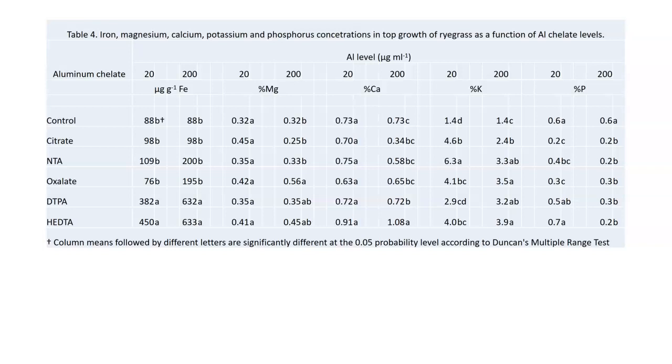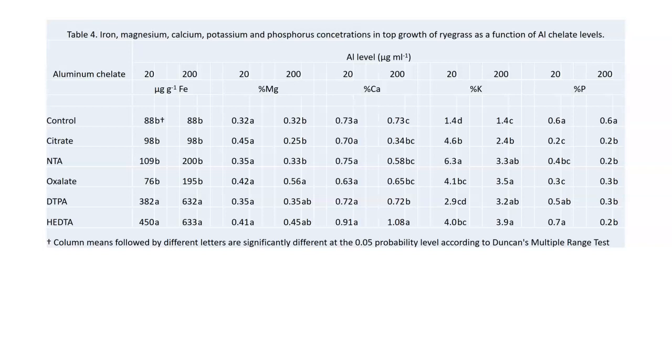And what you see is you've got different aluminum levels in your material, and out of that, they assayed the top part of the plant to see what the iron levels were, and then they did statistics, and it says column means followed by different letters are significantly different at the 0.05 probability level according to Duncan's multiple range test. In the first column over here, you go all the way from 88 as your low on your control, all the way up to 450 when HEDTA was used as an aluminum chelate.